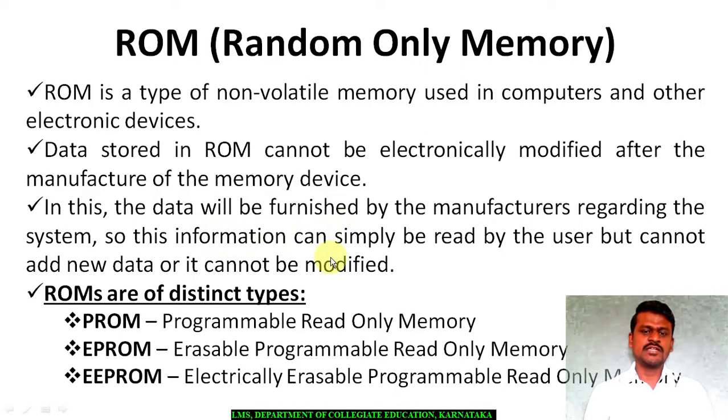So this information can simply be read by the user but cannot be added to or modified. This means whenever manufacturers embed the data into this type of memory, it cannot be modified, and we cannot add new data to this type of memory. Next, it is again divided into three types: PROM, EPROM and EEPROM. We will see these one by one now.